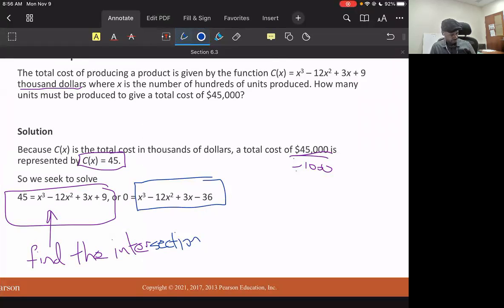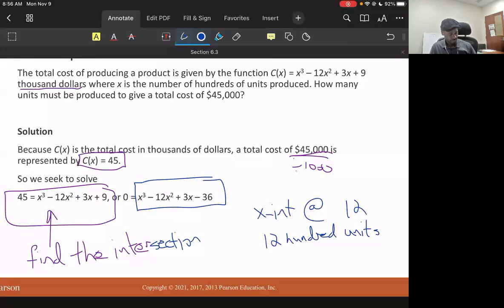So that means 1,200 units. Let me pick that up. When I had an x-intercept at 12, x is the number of hundreds of units, so this answer will be 1,200 units. All right, now let's verify that.